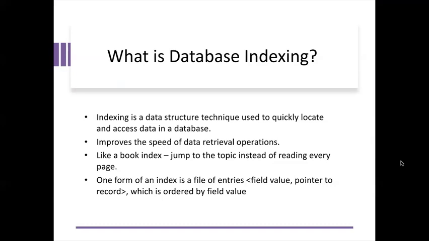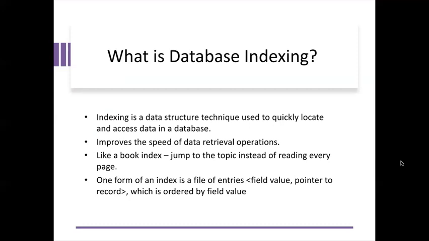In such a situation, you might need to create a kind of access path to the data, so that even though it is stored according to the order of the primary key, which is the roll number, you can access it with the department name. This improves the speed of data retrieval operations.